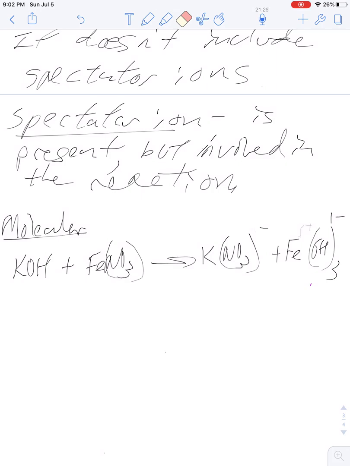And then I use coefficients to balance the whole reaction out. I'm going to need a 3 there and a 3 there. That's kind of what you were used to when you took Chem 1. The molecular equation helps us predict what the products will be, but it can be misleading, especially when we're putting things into water. So these two are being put into water.